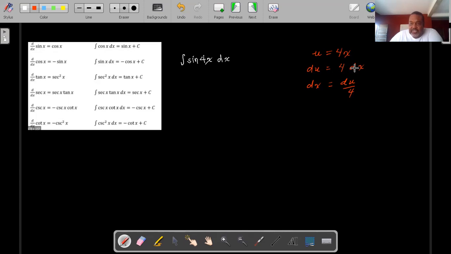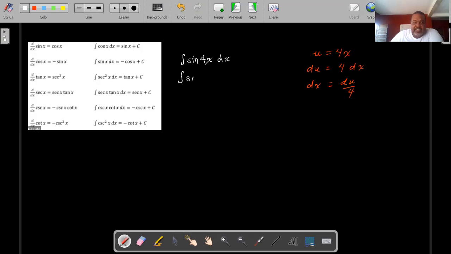How did I get that? I just made dx the subject of the equation, right? So I divide both sides of this equation right here by 4, right? And now that I have this, now I can do the substitution, right? So let's pay attention here, right? So what I have now is, and all I'm doing here is rewriting the problem, but with the substitution, right?